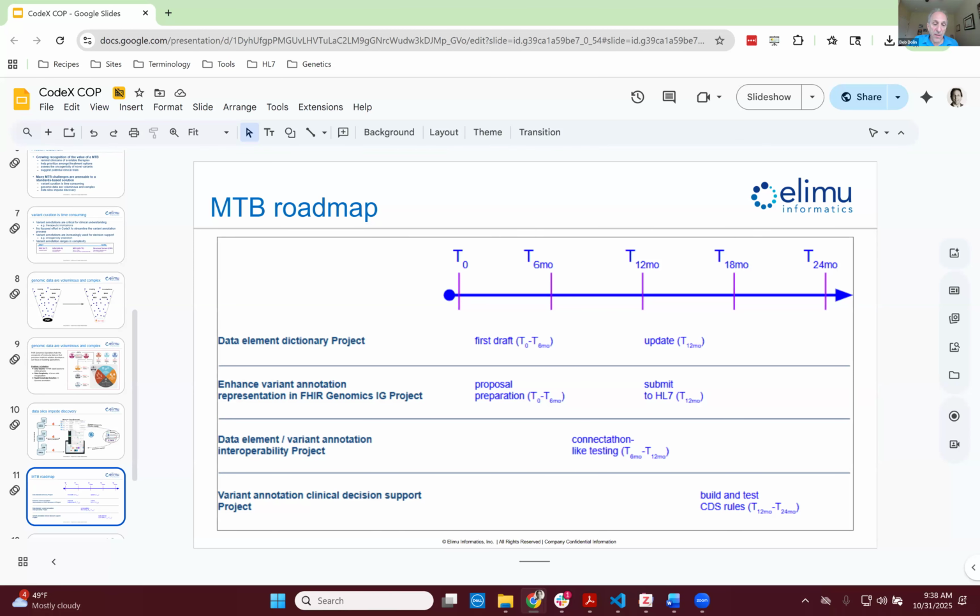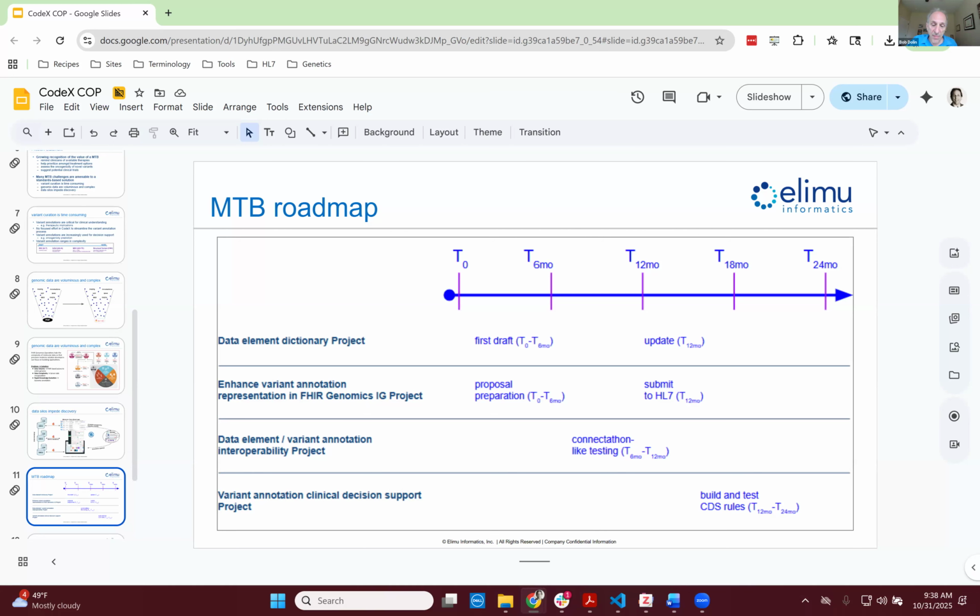And so what we'll be doing here is working on this proposal collectively, and then the CodeX community will then work with HL7 on this proposal to get it implemented into the next iteration of the FHIR Genomics Implementation Guide. So we'll do this in draft over the first 6 months, and then we anticipate about 6 months of testing. You know, did we get all the data elements right? Did we get all of the annotations right? And the testing is literally moving data from point A to point B.